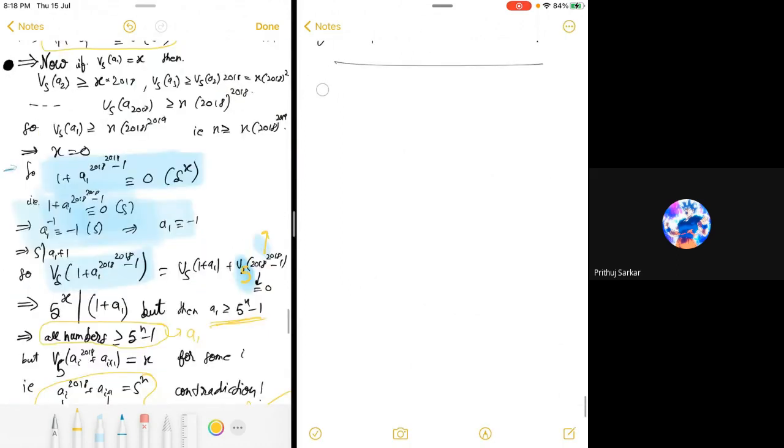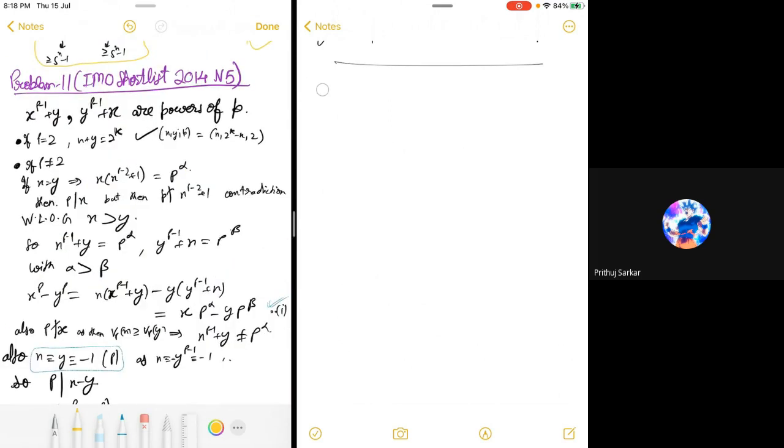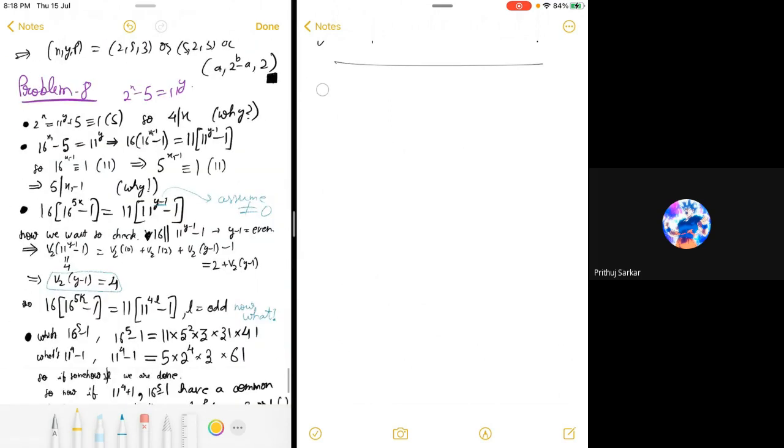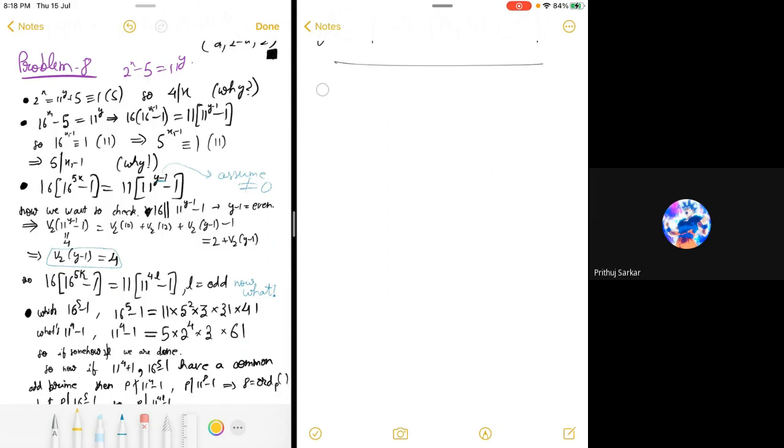So now we have like 10 minutes left. So yes, I think I'll do problem 8. This is also a really nice application of both VP and order. So it is basically about solving some equation of this form. These can be really hard to solve sometimes, and these also come up.